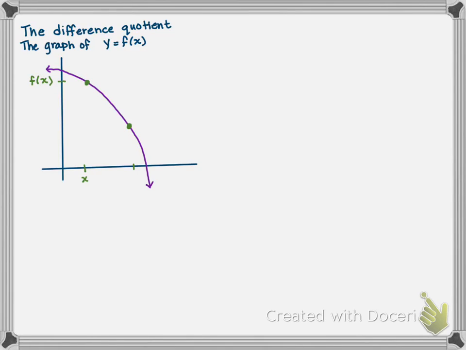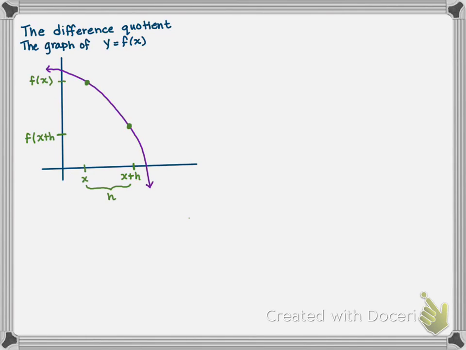And then I'm going to pick another point over here, and I'm just going to say it's some other point that's bigger by h units. So h is just the distance between the two x values. So if my first x value is x and my second one is h units bigger, how could I write my second x value? Yep, it's just x plus h, right? It's h more than x. So then what would that y value look like? Absolutely, very good. So f of x plus h.